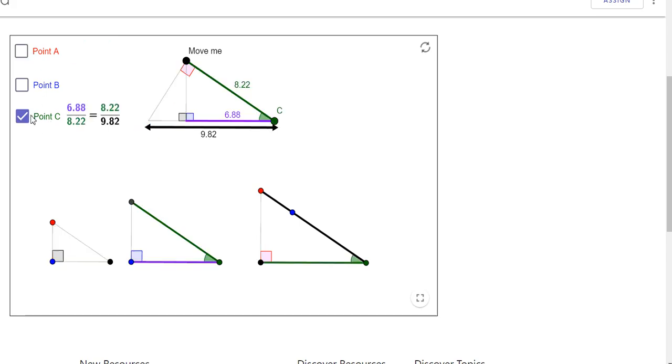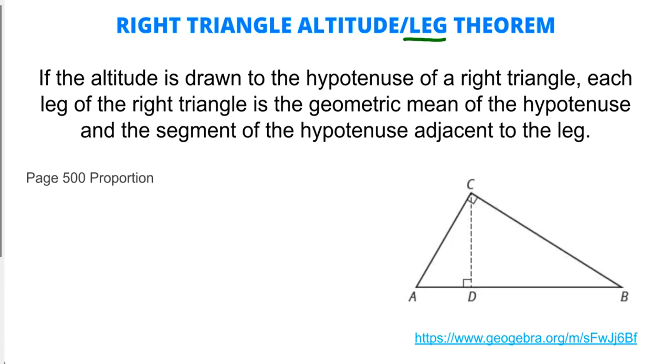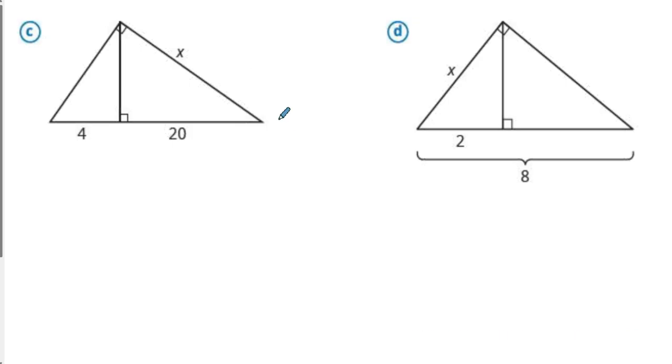The same thing goes if I'm on this side of the triangle. 8.1, that's my green side. This is green, this is green. It's the same length, so it's going to be used twice. It's the geometric mean. The side I used once is just this side, and then the whole side. So let's go back and try a couple of these problems.